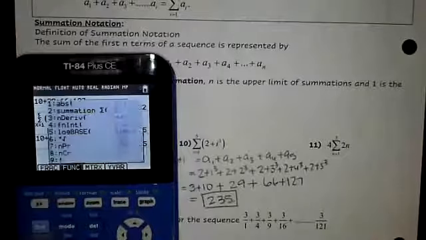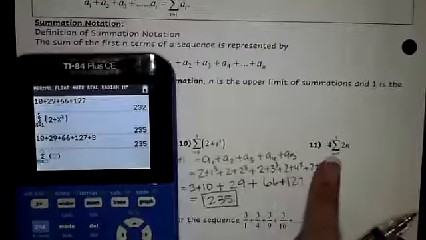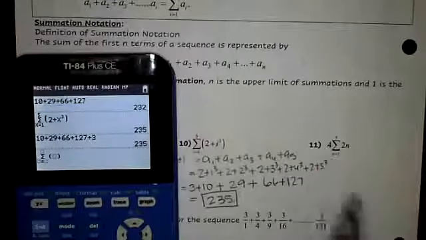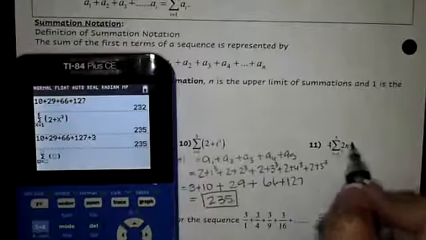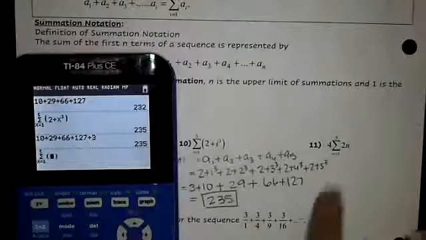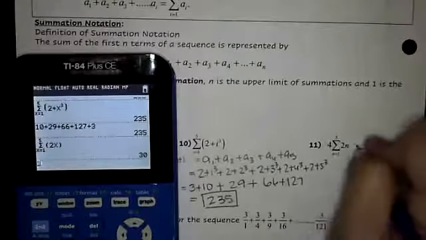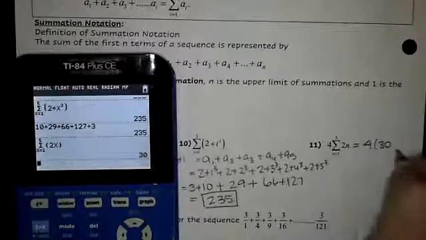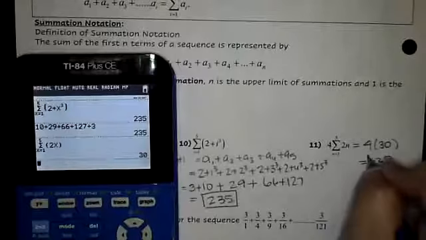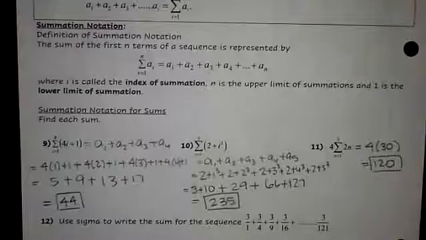Again, that's at alpha window, summation, which is the second one. And I'll go ahead and plug this one in so that you can see that. And notice that we have a 4 outside here, so this would be 4 times this summation. So I would put in the summation like normal. I would do X is equal to 1. The 5 is going to be my final term. And then here we've got 2 times X, which is the sequence. That would be 30. So this is equal to 4 times 30, which is 120. So that's using some of that notation.